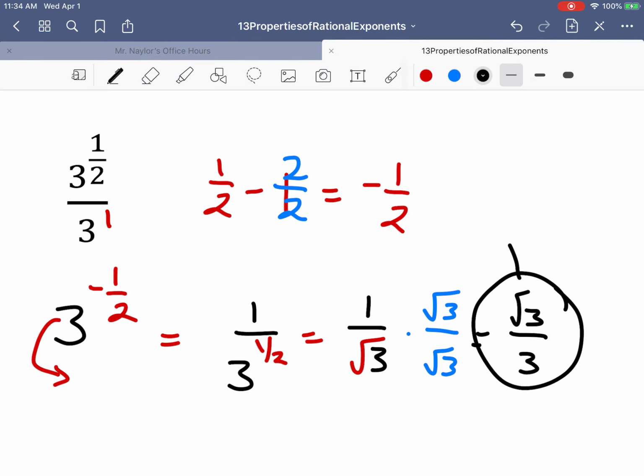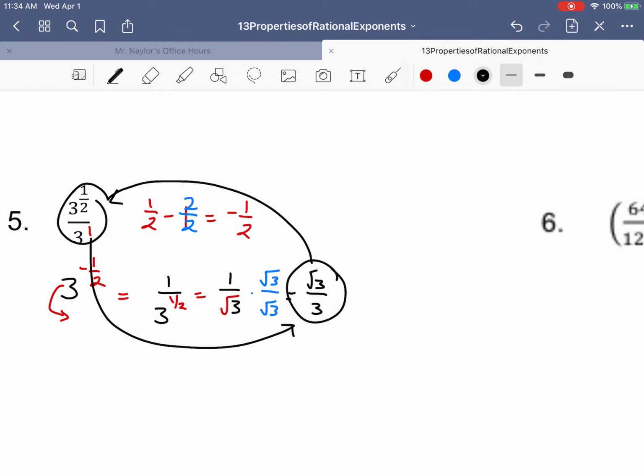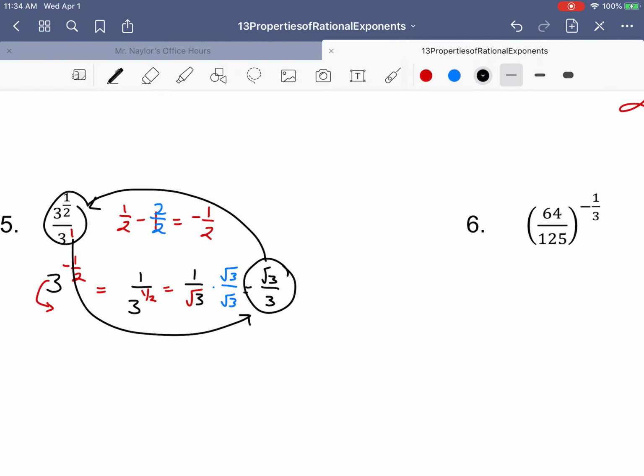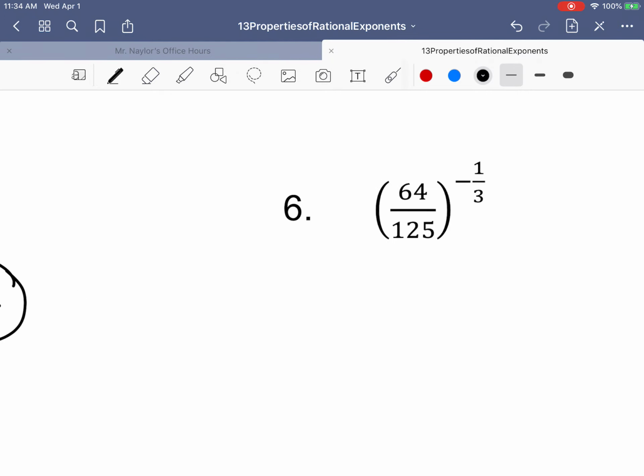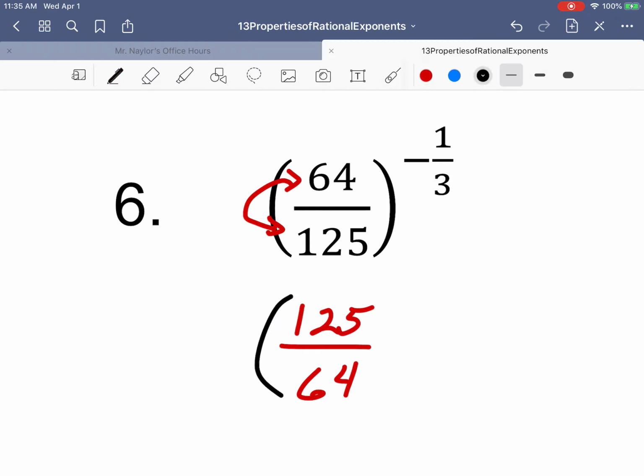Interesting, that's actually the same thing I started with, just in a different form. This problem is really just like a giant circle. It's just to help practice the rules of subtracting and then rationalizing. Ooh, negative exponent. Well, you flip the base. Yep, even if the base is like a fraction already, I flip the base. And when the base is flipped, then I end up with a positive exponent. Of course, positive 1/3 in this case.